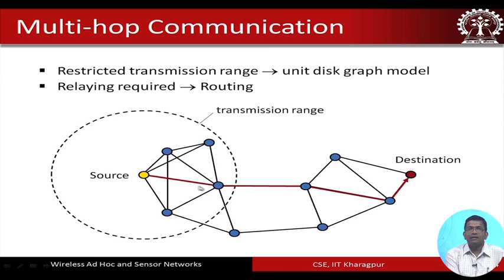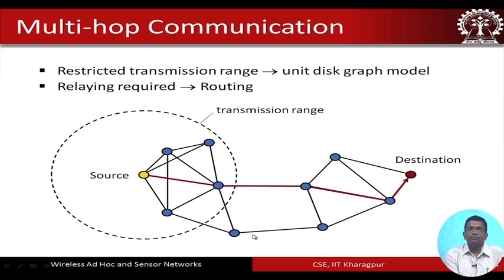One is shown using the red color. This is one option, but there were other options, like this path, which could have also been adopted. Likewise, there are different other paths which could have been adopted as well.